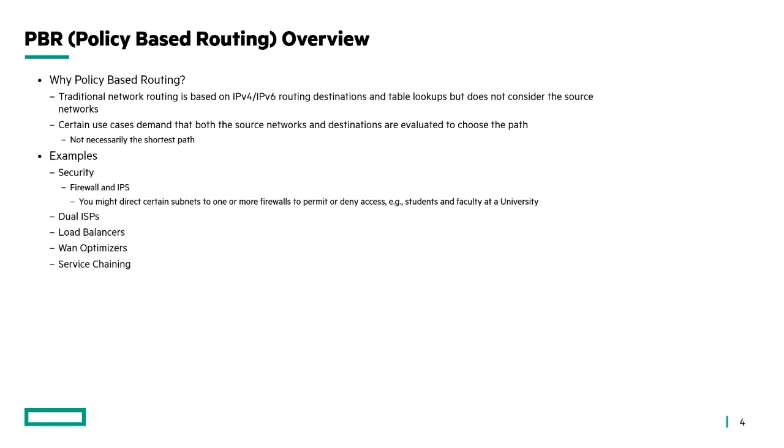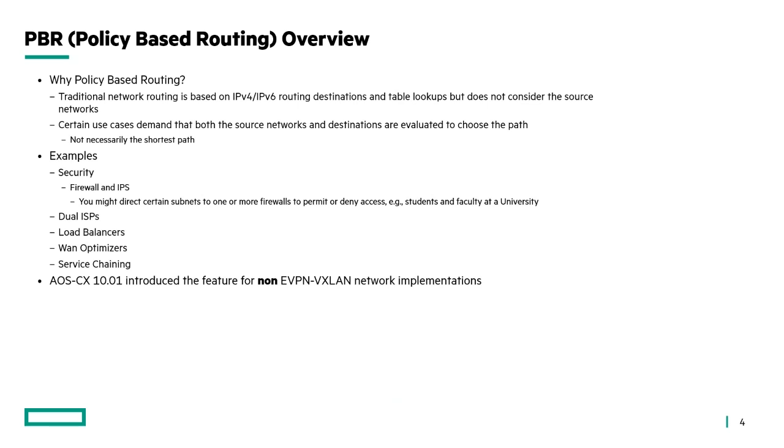So some examples for security, firewall and IPS, you might direct certain subnets to one or more firewalls to permit or deny access. So got an example here with students and faculty at a university where you likely have different content filters for both of those types of entities in the organization. Dual ISPs, load balancers, WAN optimizers, and service chaining. These are all aspects to how policy-based routing is used in different organizations.